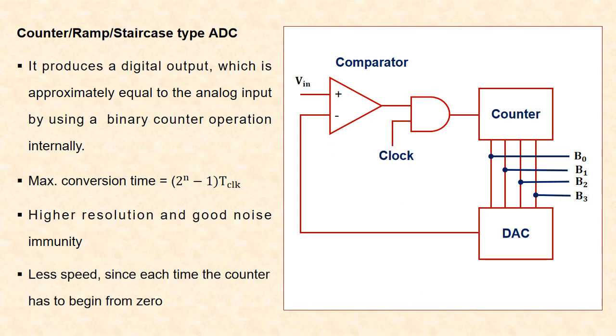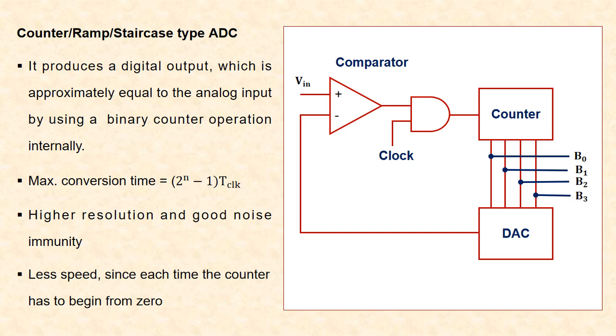Counter type ADC is a simple ADC and it is also known as staircase or ramp ADC. It uses a binary counter for conversion of analog signals. It consists of a comparator, counter, digital to analog converter, a control circuit, AND gate and output latches. Whenever the binary counter increments its count, the digital to analog converter output increases in the form of a ramp. Here the ramp looks like a staircase. Hence, it is also called as ramp ADC or staircase ADC.